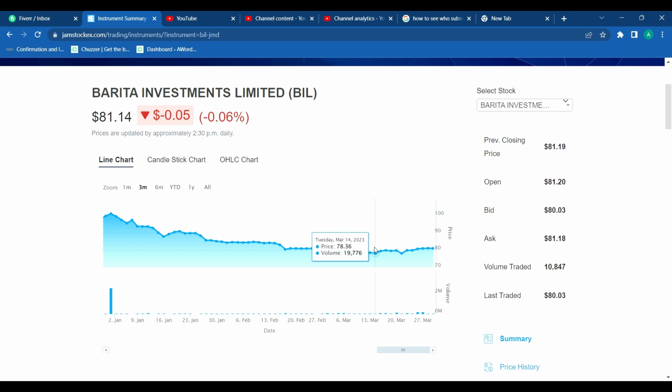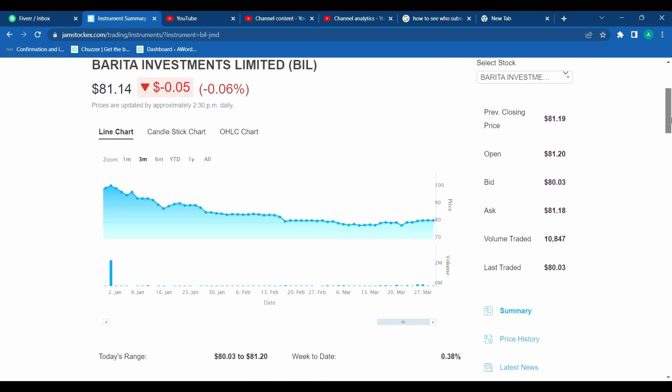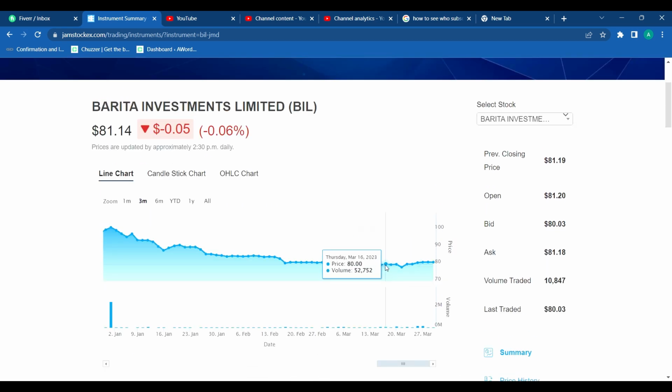If we were to run the cursor back, let's say, to this peak here at December 30, 2022, here it shows the price of the stock as being $101.30 with 2.5 million units being traded on that day.